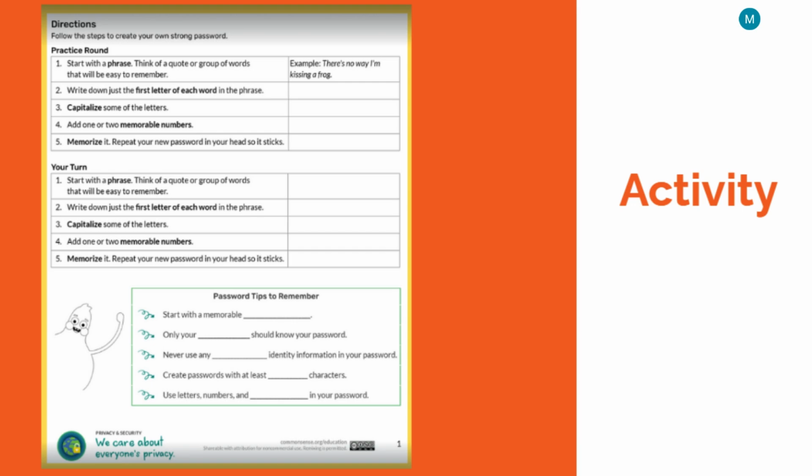Here is an activity that we did in the breakout room where we were able to look at passwords, identify passwords, make strong passwords, and then also judge passwords. Let us know if they were good or bad, strong or weak.